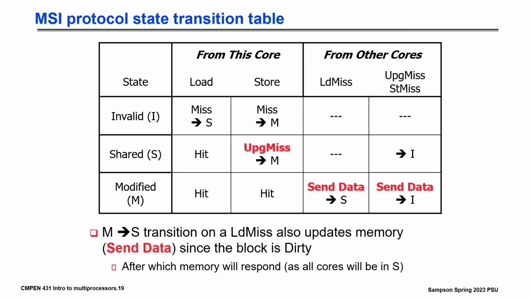Okay, if someone else is trying to write it and I've got a shared copy, I am going to just invalidate myself. I don't need to send anything. Again, I don't have the definitive copy of this. I just have one of these shared copies. It's not my responsibility to make sure they get the up-to-date version. Memory will do that if it was a store miss. And if it's an upgrade miss, they already have the up-to-date version. I just need to invalidate myself. My version is no longer valid.